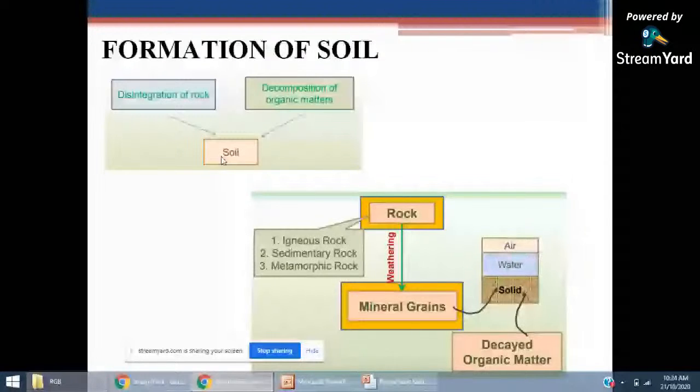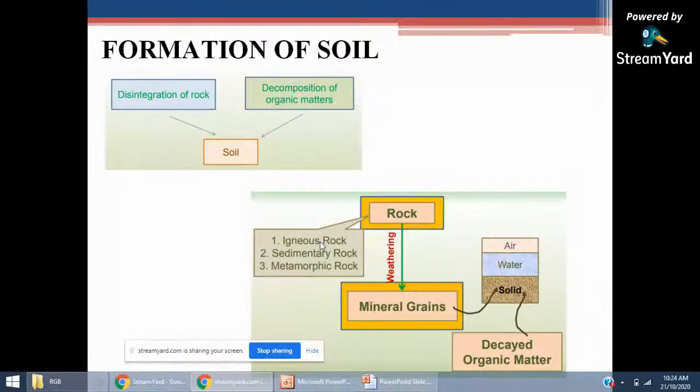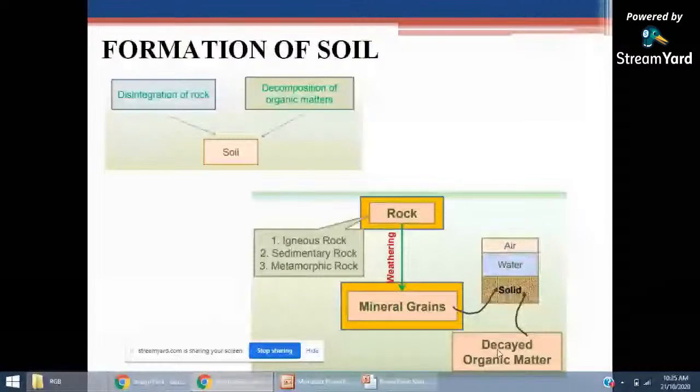Then what is rocks? So rocks are of three types. One is your igneous rock, second is your sedimentary rock, and third is your metamorphic rock. Then what happens? Rock weathering is happening. When rock weathering is happening, what you get? You get mineral grains. From that mineral grains, what is happening? You get a three-phase system. You get air, you get water, you get soil solids. In soil solids, you may also have the decayed organic matter. So this is how the soil is formed.